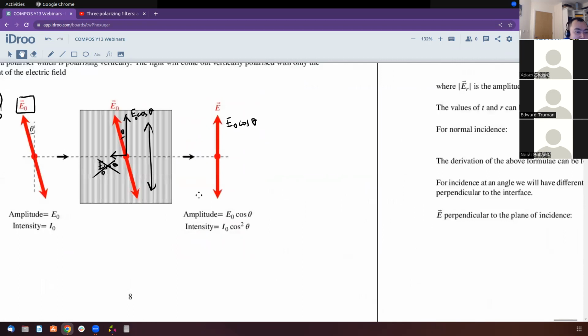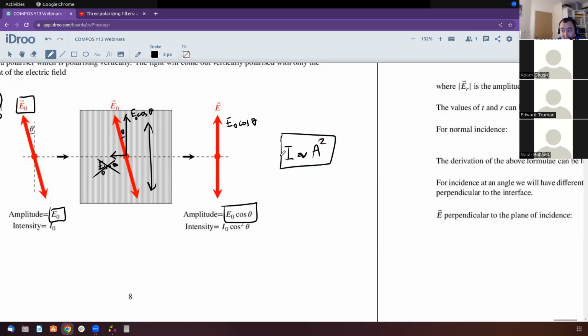Right, but this is the amplitude of light. If light of amplitude E0 falls onto a polarizer, the amplitude of the outgoing wave is going to be E0 cos theta. Now, you need to know one fundamental fact: the intensity is the energy, well, the power per area. The intensity of a wave is proportional to the amplitude squared. And this is true for all waves.